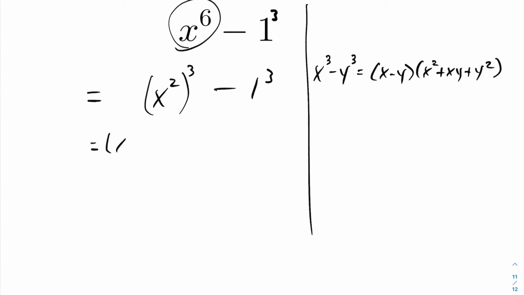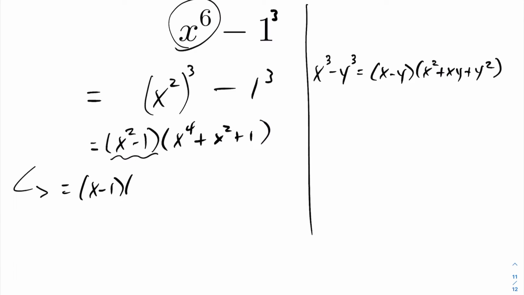So this is my x and this is my y. So this becomes x minus y times x squared. So my x value here, you take your first term and you square it, in which case that'll give me x to the power of 4, plus the product of my x and y placeholders, which will be plus 1 times x squared, which is just x squared, plus the square of my y placeholder, which is just 1. Now you can see here we can continue this. I can go ahead and apply difference of squares here, giving us x minus 1 times x plus 1, and then we have our degree 4 polynomial here.